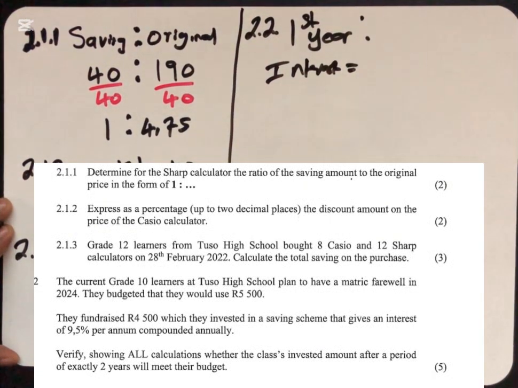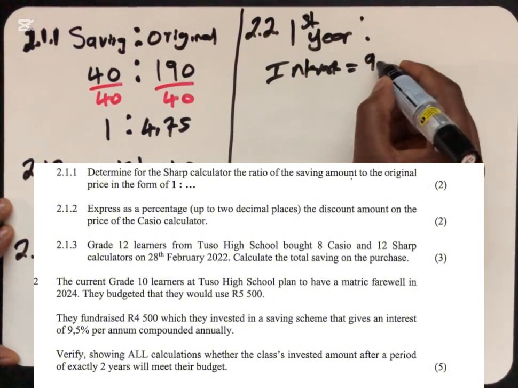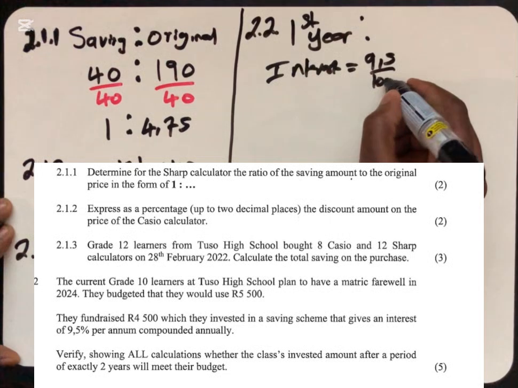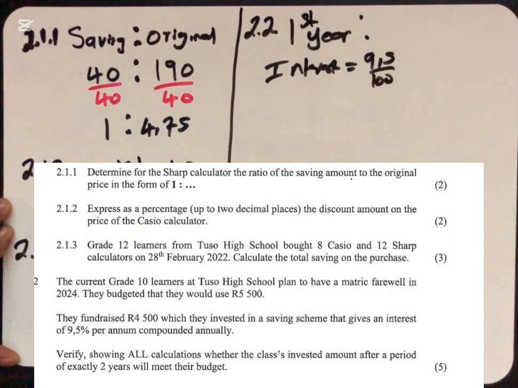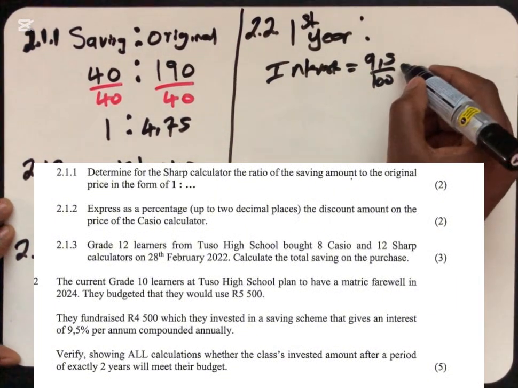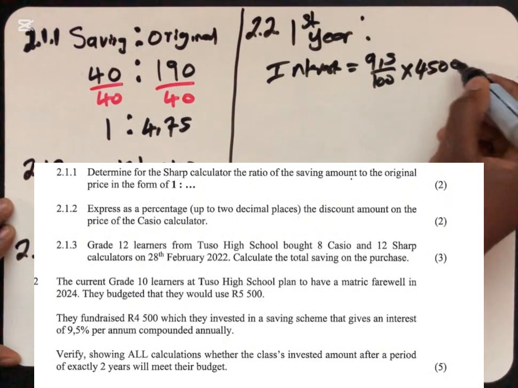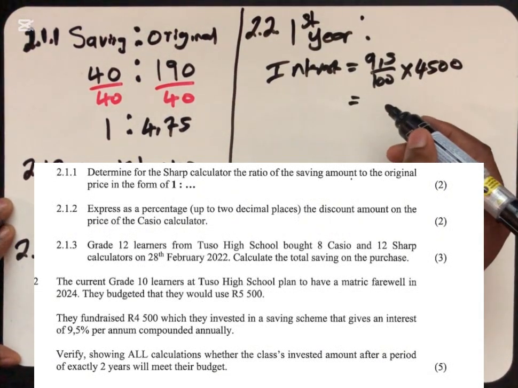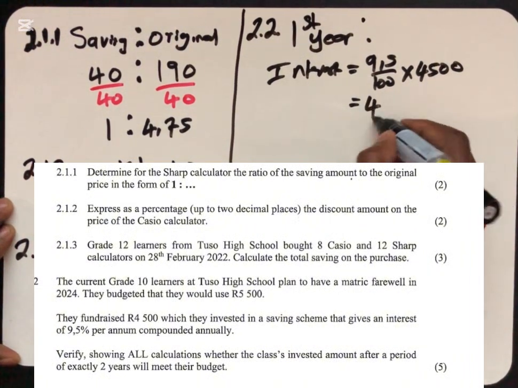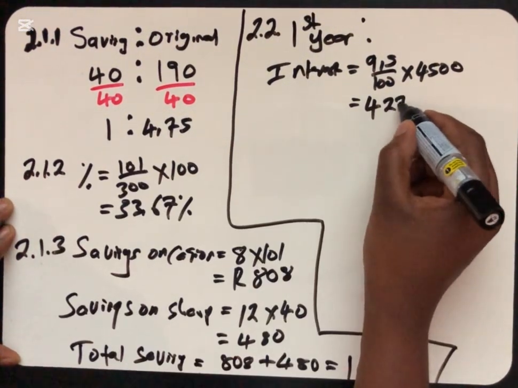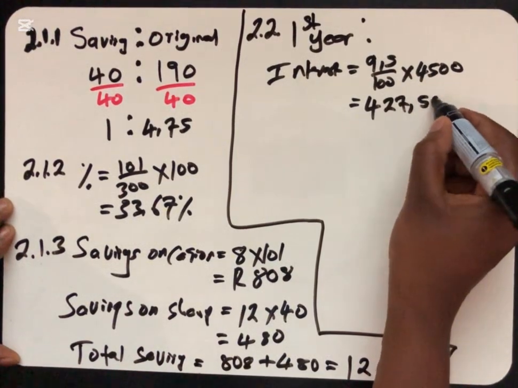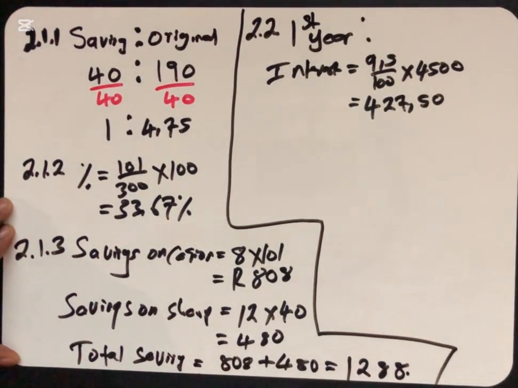The interest of the first year, because it's compounded annually, we are now going to say 9.5 over 100. This is the interest rate that they've given these learners in a year. 9.5 over 100 multiplied by the invested amount. In this case, the invested amount is 4,500 rands. So at the end of the first year, these learners are going to receive 427.50 interest. That is the amount of interest that they're going to receive on the first year.